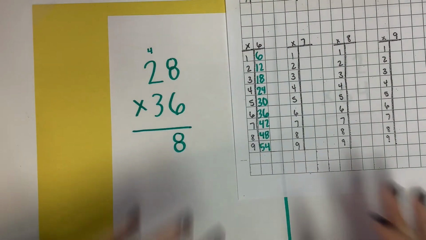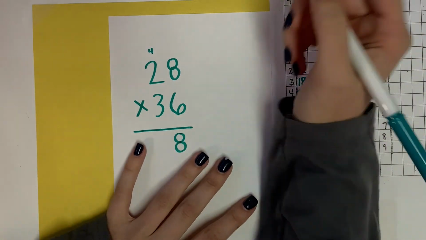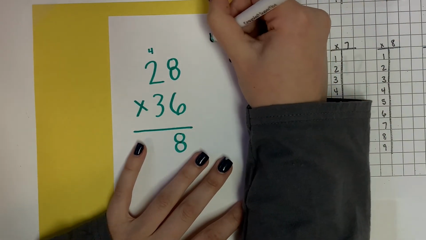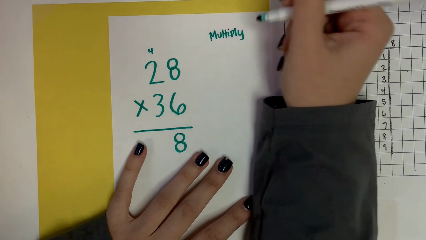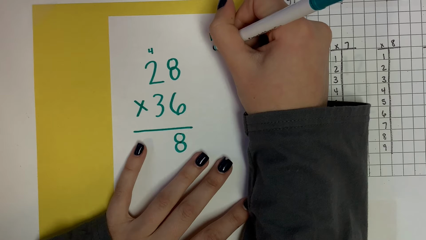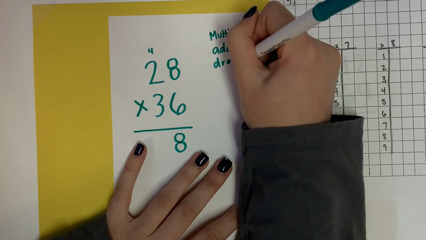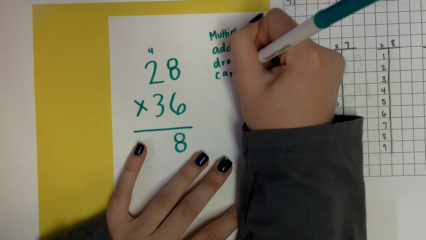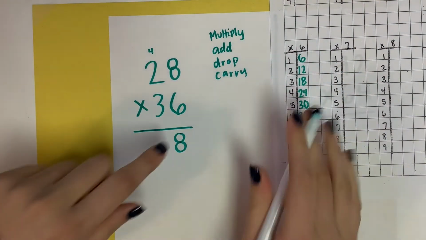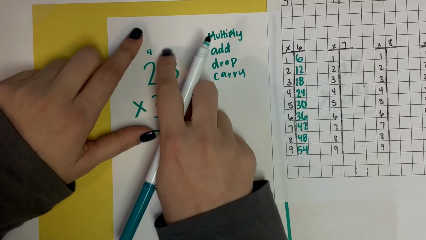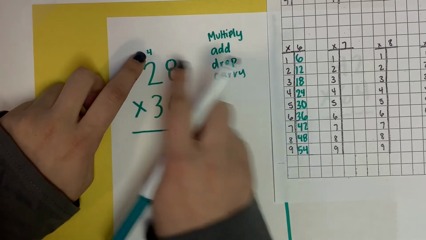Now there's something I like to write down sometimes just to help me remember the order. I like to write multiply, add, drop, carry. Now I always just remember MADC. So I multiplied, there was nothing up here to add, so I dropped the ones and I carried the tens.